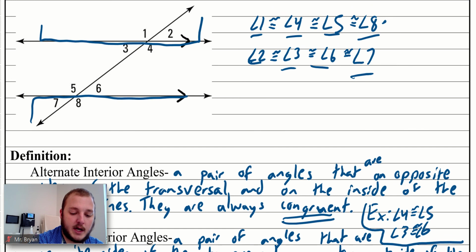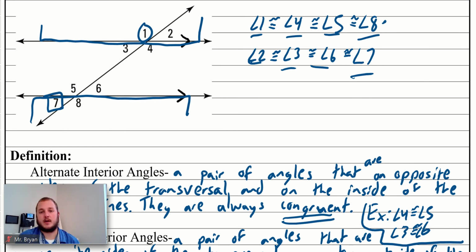So again, we're talking about exterior, on the outside here. If I look at angle 1, the same side exterior angle to that would have to be on the other set of lines here, angle 7. So angle 1 and angle 7 would have to be same side of the transversal and then exterior. And the information that we know about them is that they are supplementary.